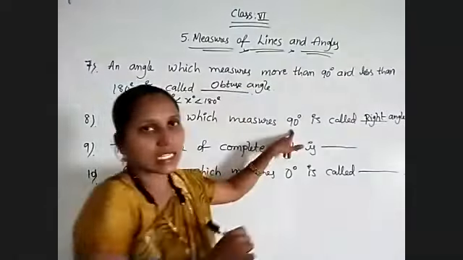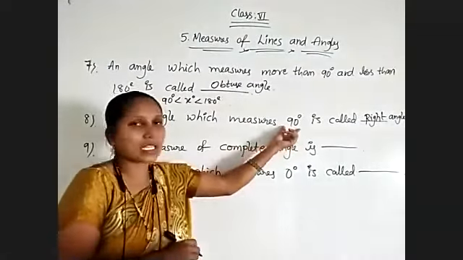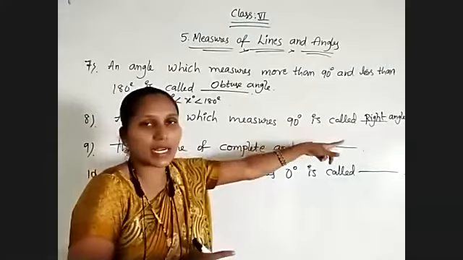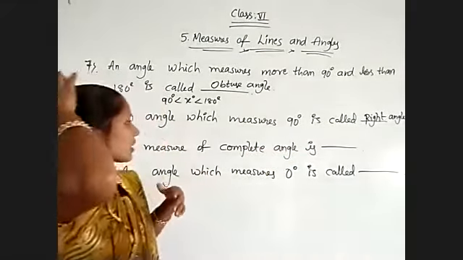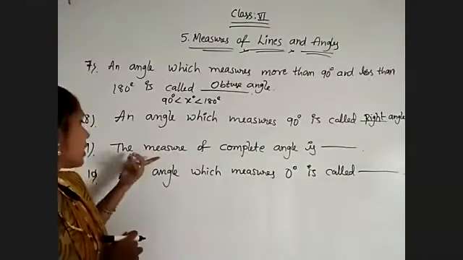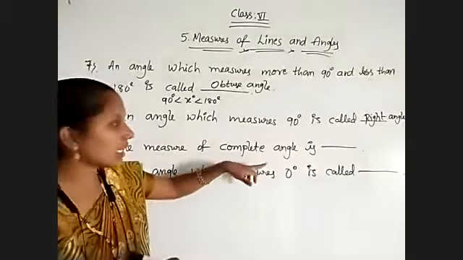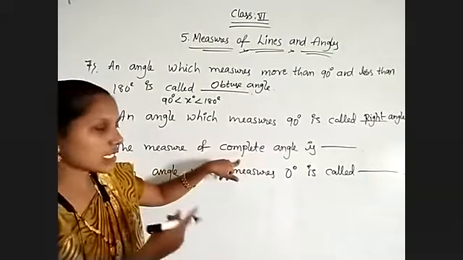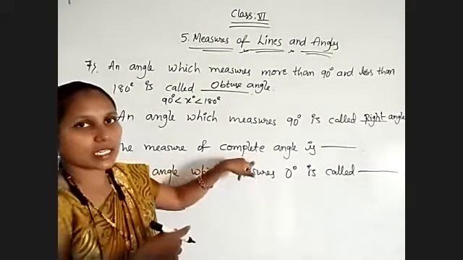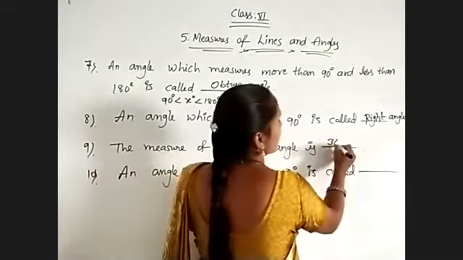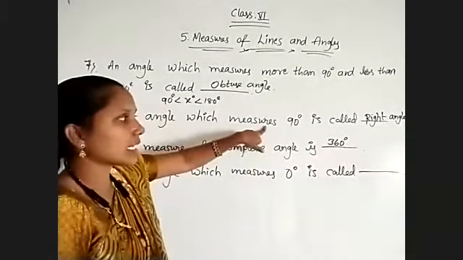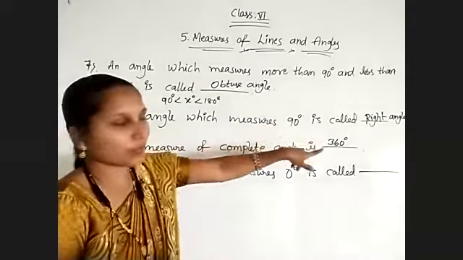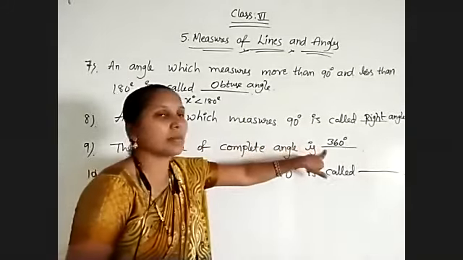For the name of 90 degrees we must write right angle. If they mention the value, you need to write the name. If they mention the name, then we have to write its measurement. The measure of a complete angle: here the name of the angle is given. What is its value? A complete angle means how many degrees? 360 degrees. See, just observe here. These two are given in reverse. If 90 degrees is given, we need to write the name. When they give the name, we must write the measurement.